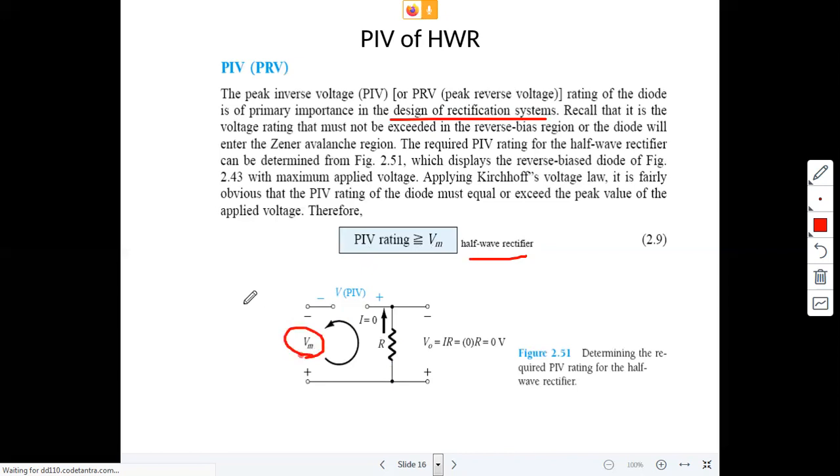On the secondary side of the transformer, this is the peak input signal. Or otherwise, apply KVL to the loop, or apply Kirchhoff's law. You can find that the PIV rating must equal or exceed the peak value of the applied voltage. This is about the PIV rating.